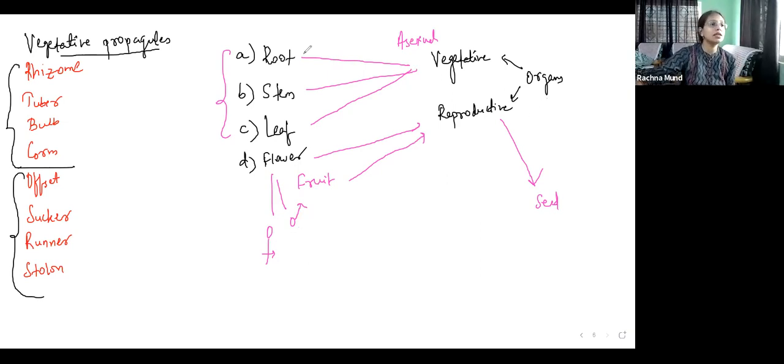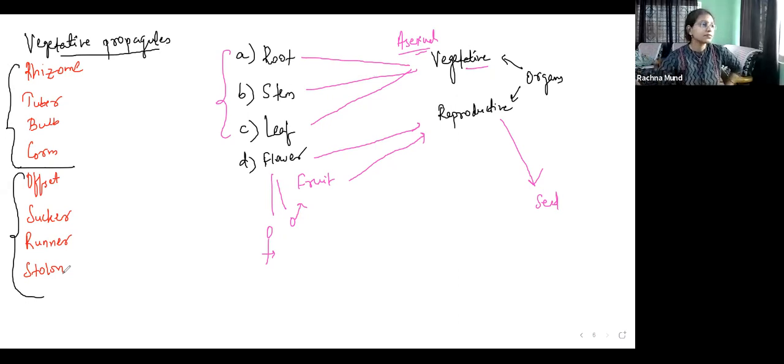So root, stem, and leaf, these are meant for the asexual mode of reproduction, and that is called what? Vegetative propagation in plants. So keeping that in mind, these all are your vegetative propagules. That means we use these structures for propagation.